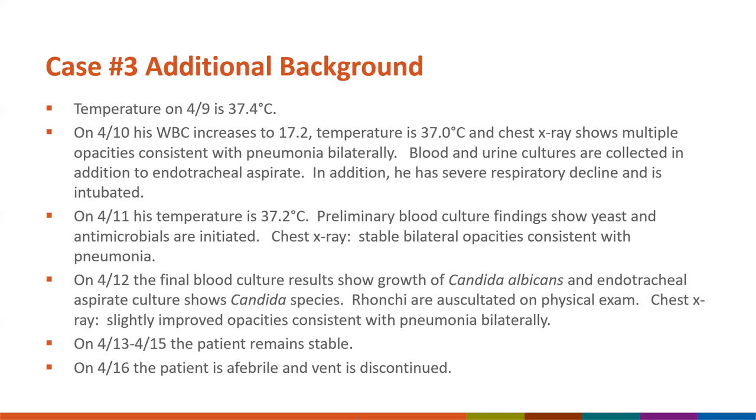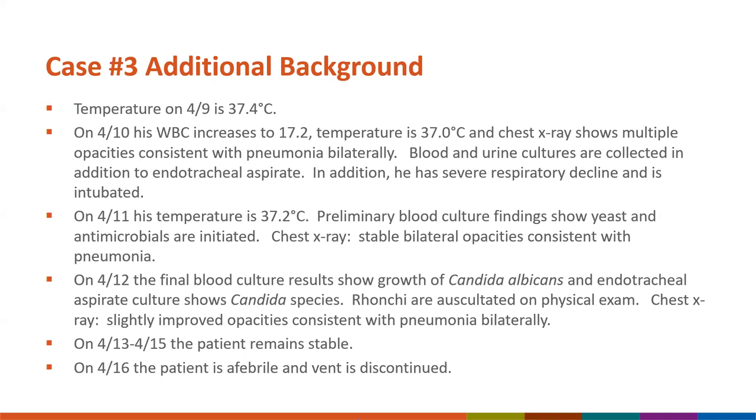All right, some additional case background on this patient. On 4/9, the patient has a temperature of 37.4 degrees Celsius. On 4/10, his white blood cell count increases to 17.2. He has a temperature of 37.0 degrees Celsius, and chest X-ray shows multiple opacities consistent with pneumonia bilaterally. Blood and urine cultures are collected in addition to an endotracheal aspirate. In addition, he has severe respiratory decline and is intubated.